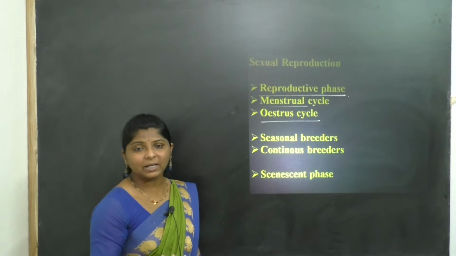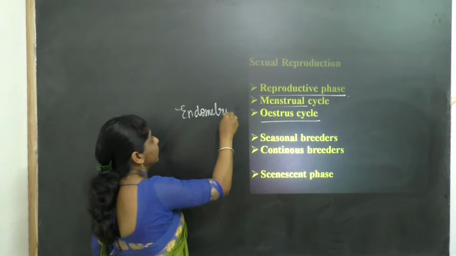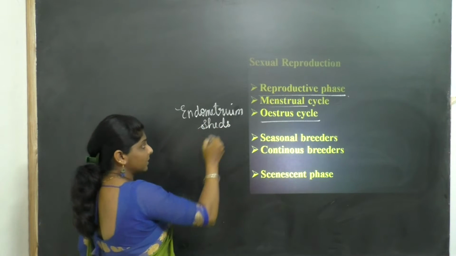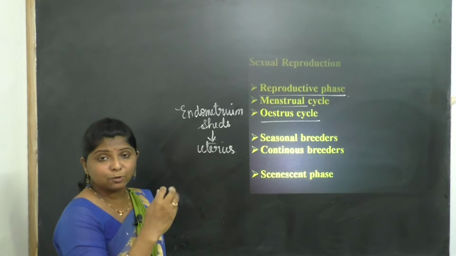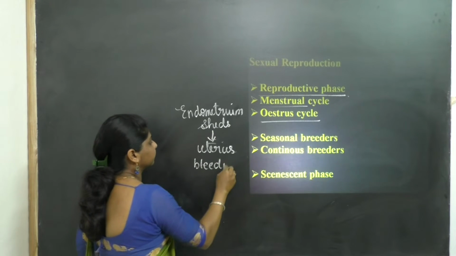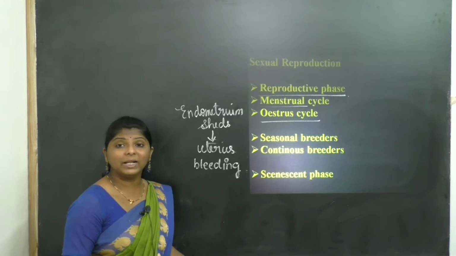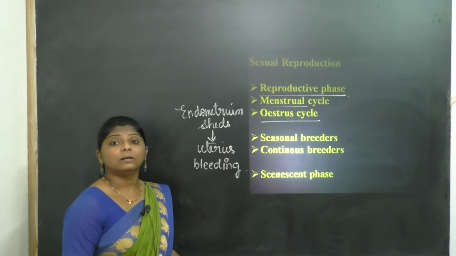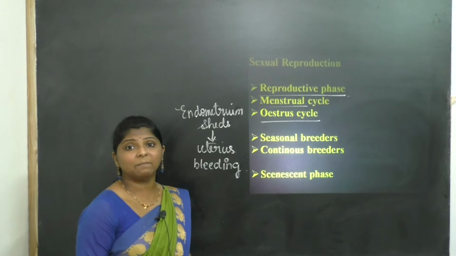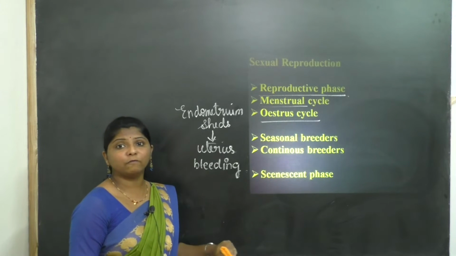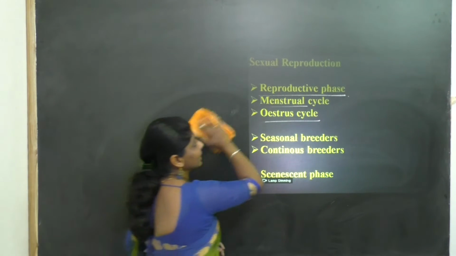We know what the menstrual cycle is; we have studied it in detail in human reproduction. In the menstrual cycle, the endometrium sheds from the uterus and breaks down, so we can see bleeding. Remember, the menstrual cycle takes place only in primates like apes, humans and monkeys, where there is shedding of the endometrium from the uterus and we can see the bleeding during that time.